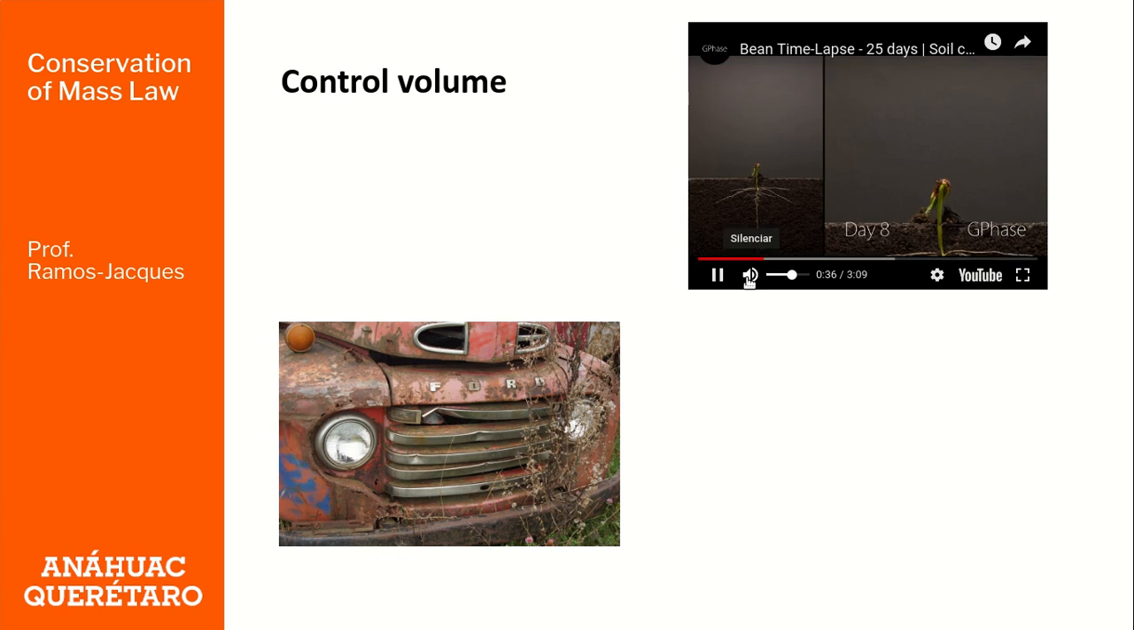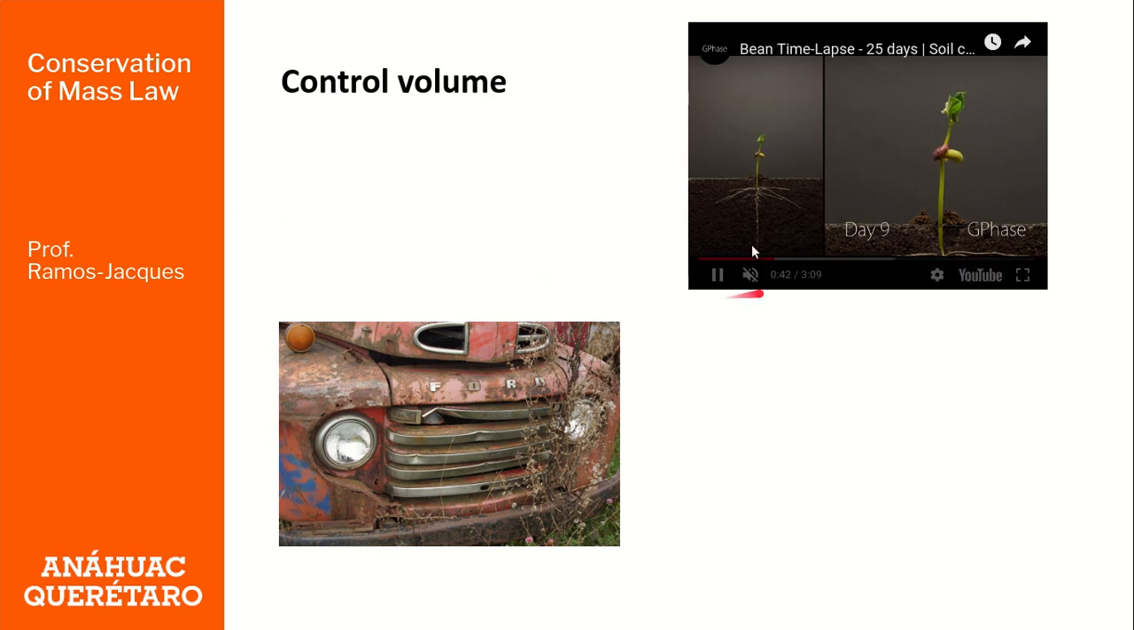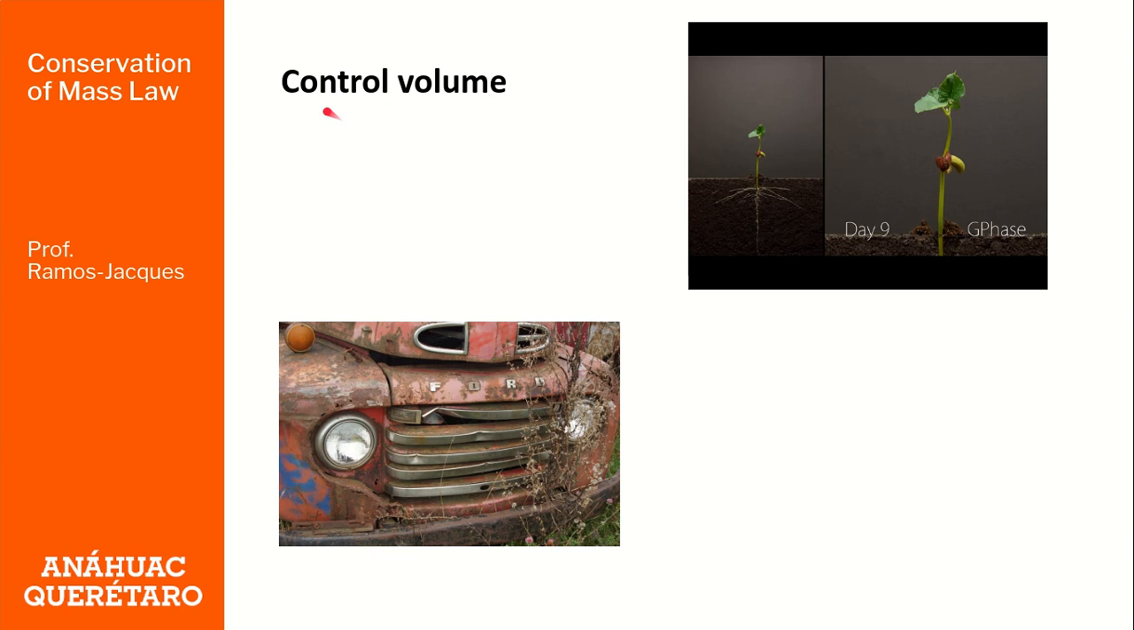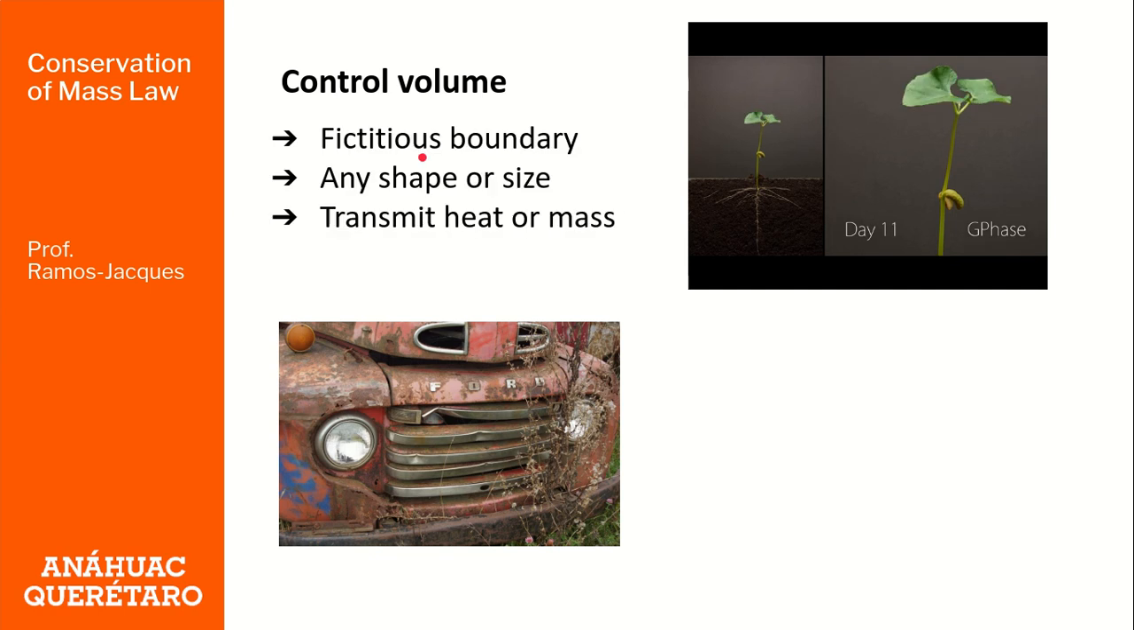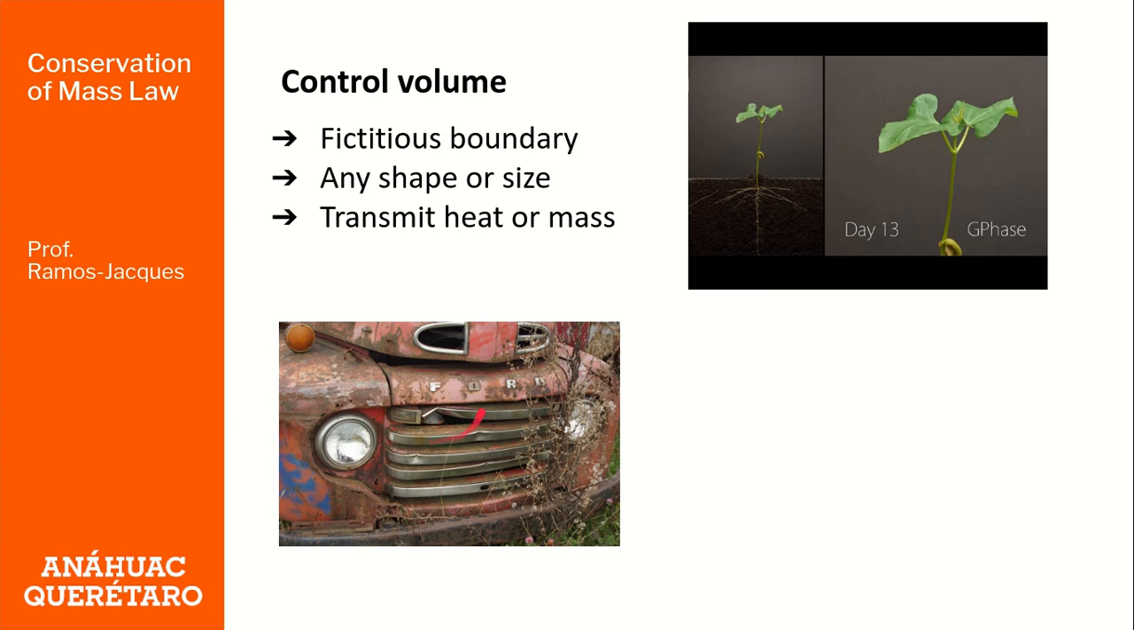So how do you apply this law to these scenarios? You can use this useful tool that is called control volume. It's a boundary that we set up. It could be any shape or size, even the size of a plant growing, of a truck, and it can also be a mixing tank or a thermal power plant, and it helps us to understand the transmission of heat and mass. Let me go to the next slide.